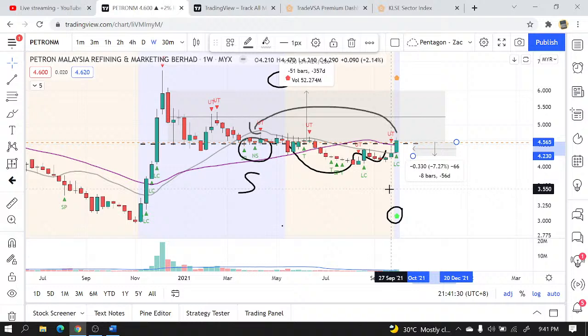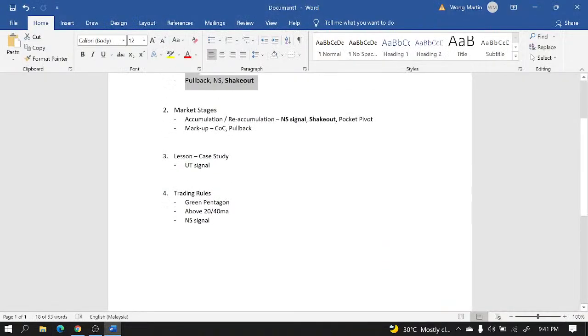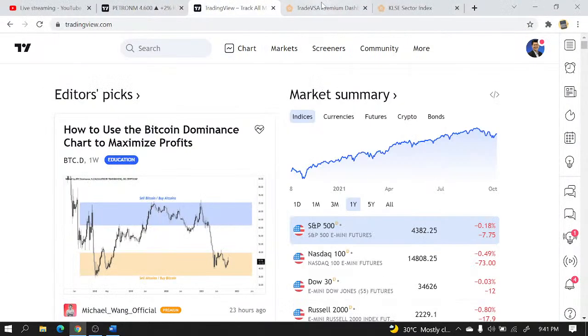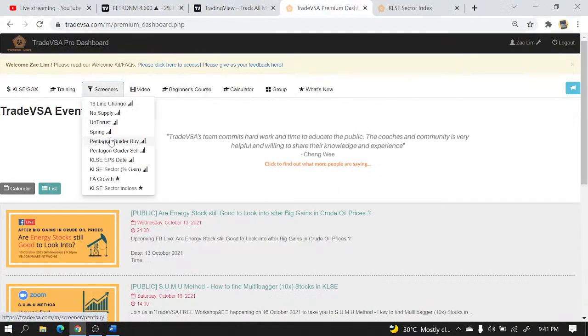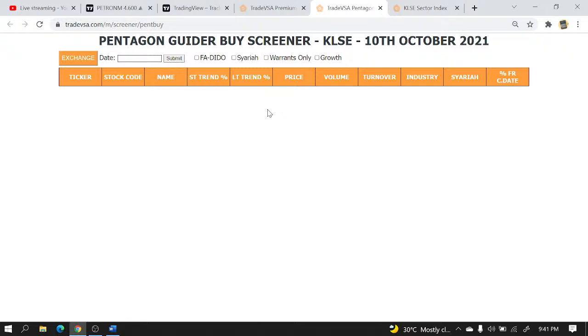Again, there are a few things I want to cover, especially for new members who just joined us over the weekend. Follow these few things. The trading rules here. Go to green pentagons, this screener, and sort according to STLT. Because today, to be frank with you, I cannot go through the whole thing, as I would easily take 2 to 3 hours to complete everything under this screener.